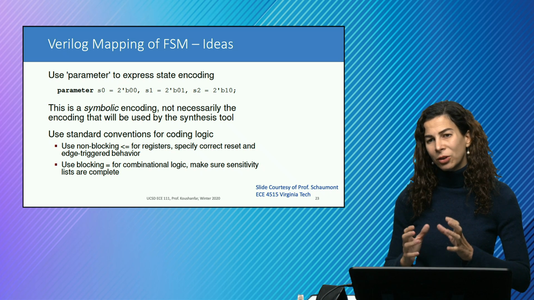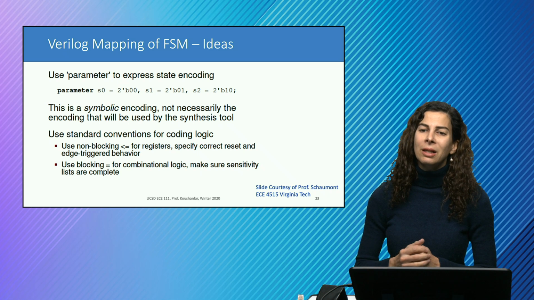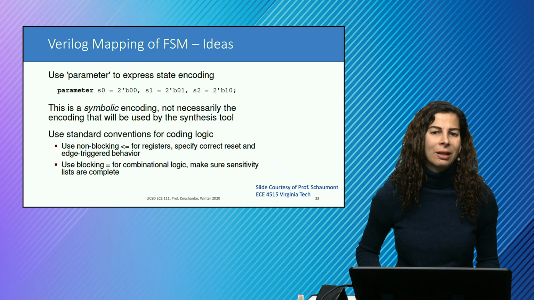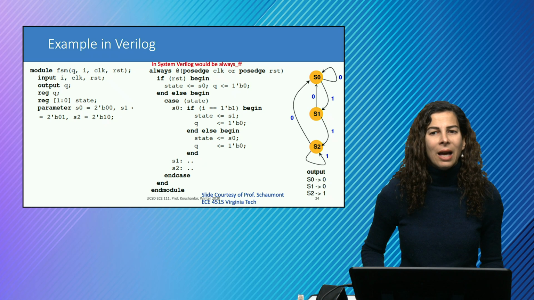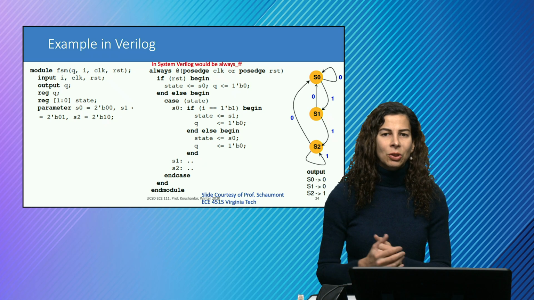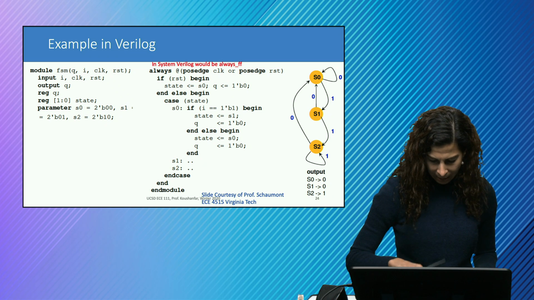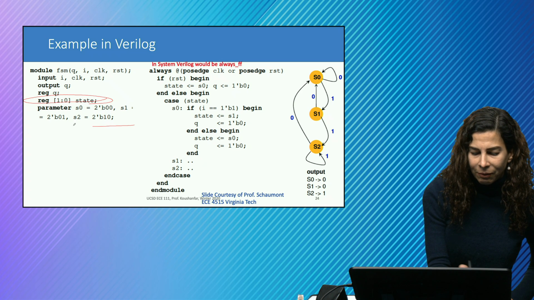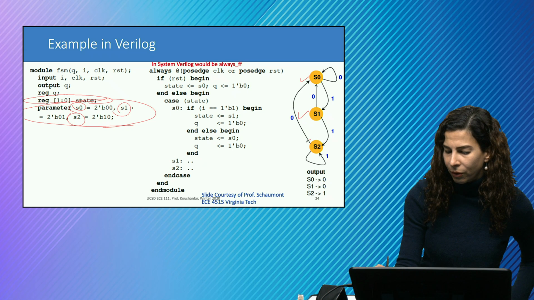But if you're trying to code things, try to make it standard. So when you're talking about registers and assigning values to the registers, use non-blocking. When you're trying to do a combinational circuit, then use blocking. And that way you make sure that you get the correct functionality out of this. Again, we have the finite state machine. Here, what we do is we define the state register, which is 2 bits, and we have the parameters which define states S0, S1, and S2 as shown on this finite state machine.